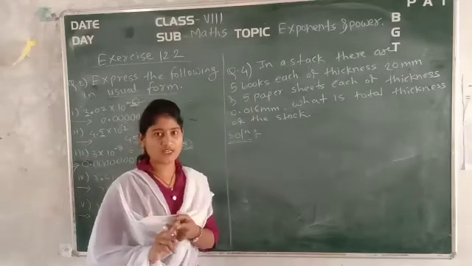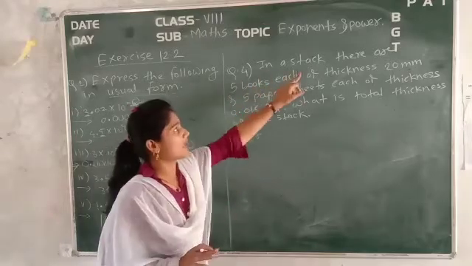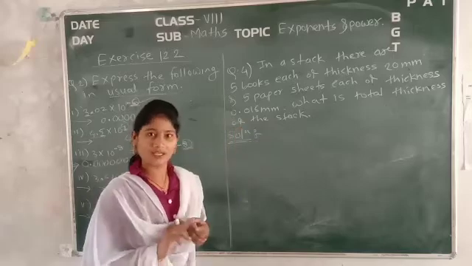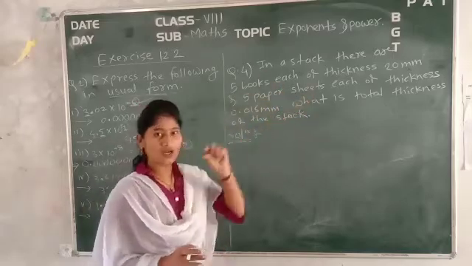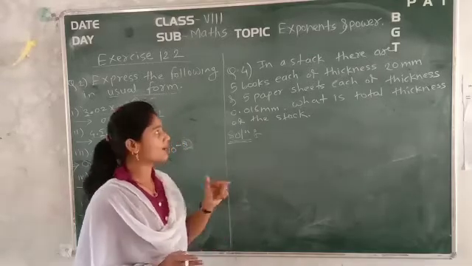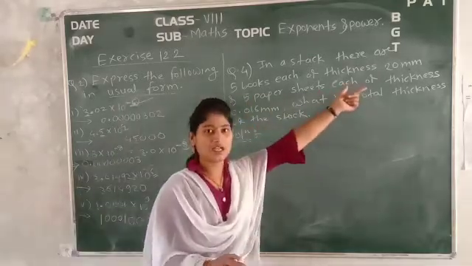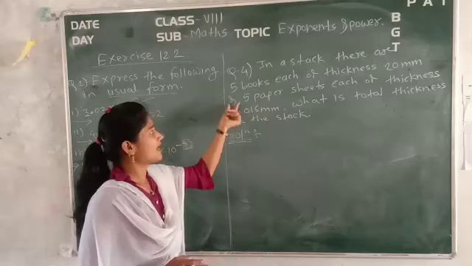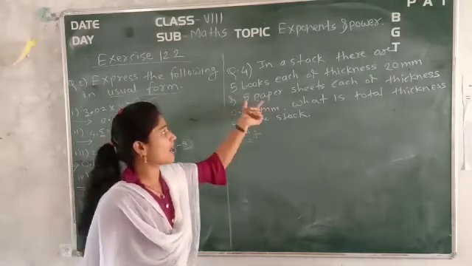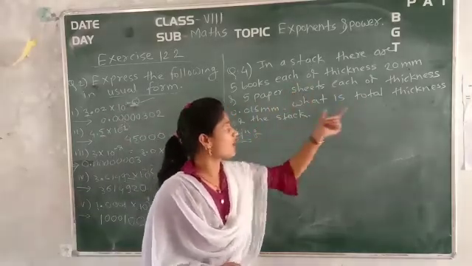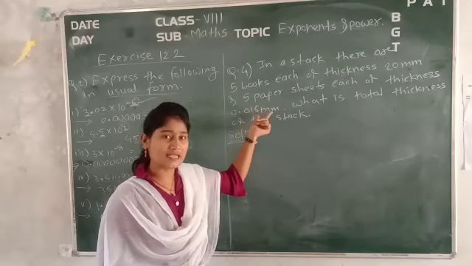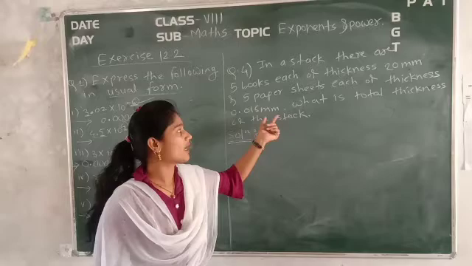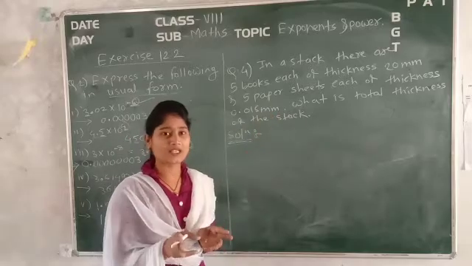What is the question you have been asked? In a stack there are 5 books, each of thickness 20 millimeter. Okay, each of thickness how many? That is 20 millimeter. And again they have given you 5 paper sheets, each of how much thickness? 0.016 millimeter.